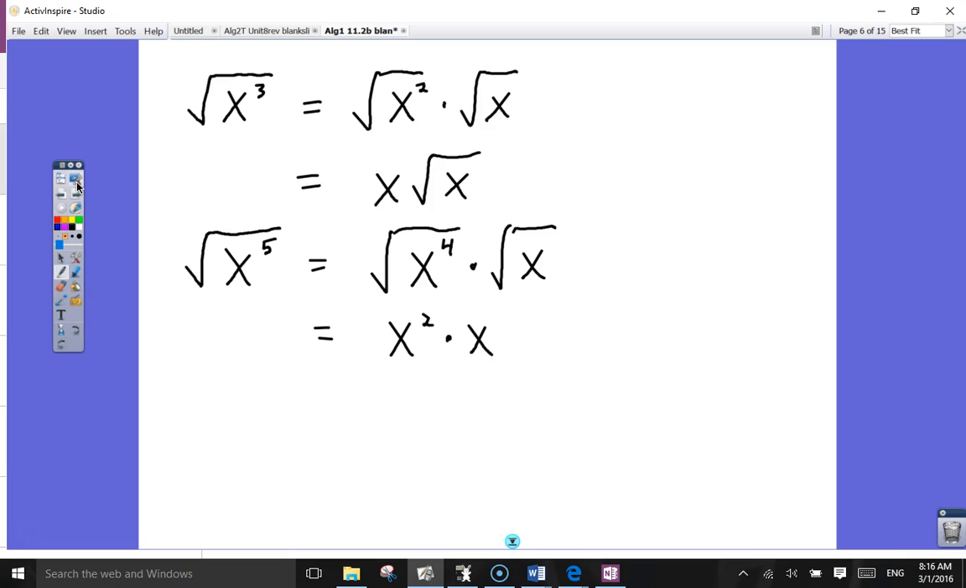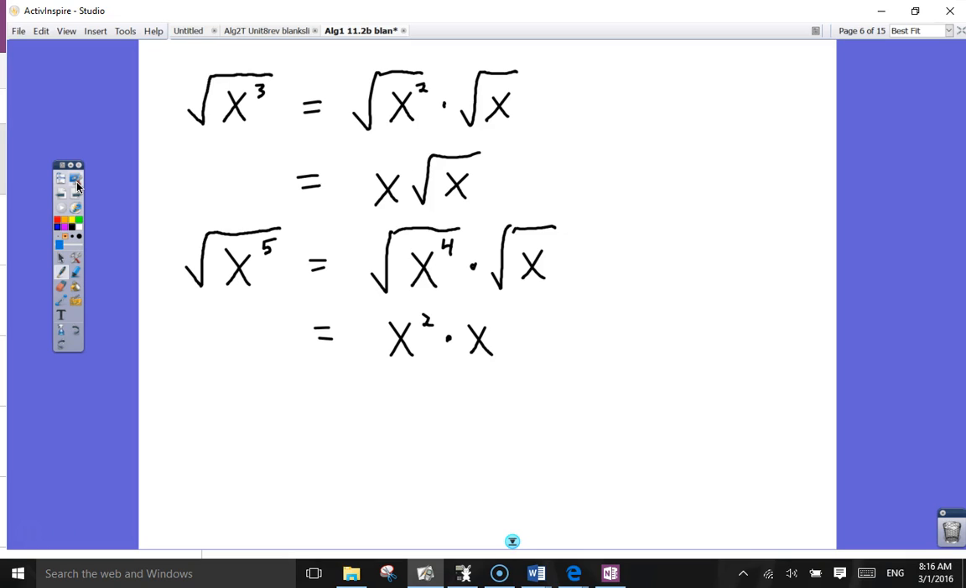So I'm using the properties of exponents to break it up into two different radicals. Now the one radical is the square root of a perfect square, so I can simplify it. And the other one is not, so I can't, right? So the square root of x squared is x, and times the square root of x. I can't simplify it because there's not a perfect square inside.